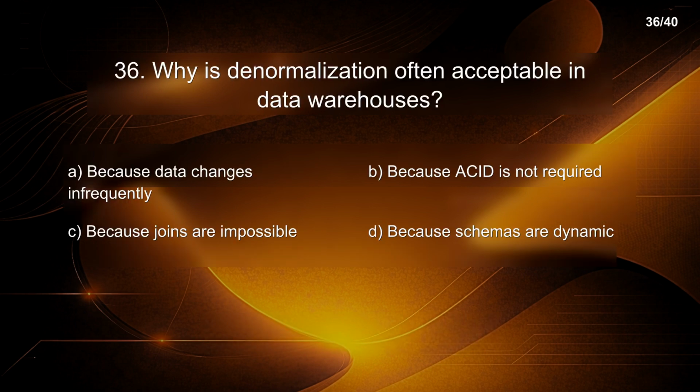36th question. Why is denormalization often acceptable in data warehouses? A. Because data changes infrequently. B. Because ACID is not required. C. Because joins are impossible. D. Because schemas are dynamic. Correct answer is A. Because data changes infrequently.